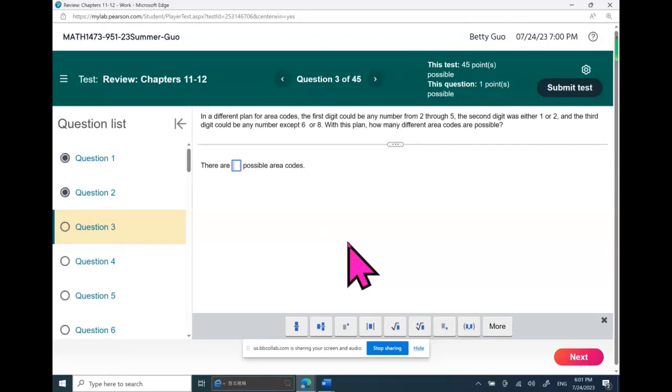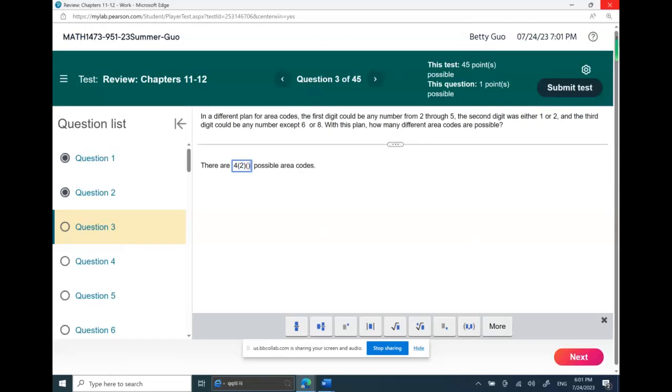How many digits in this area code? Based on the information that is given, we can tell there are 3 digits, right? The first digit must be from 2 through 5. How many options do we have to complete the first step? 2, 3, 4, 5. 4 different options, right? So the first step, we have 4 options. The second digit was either 1 or 2. So to select a number for the second digit, we have 2 different options.